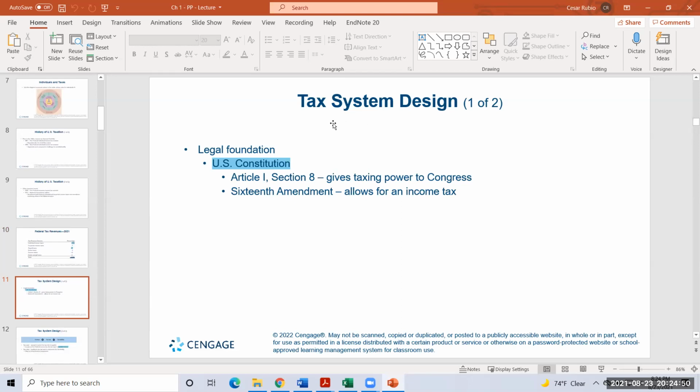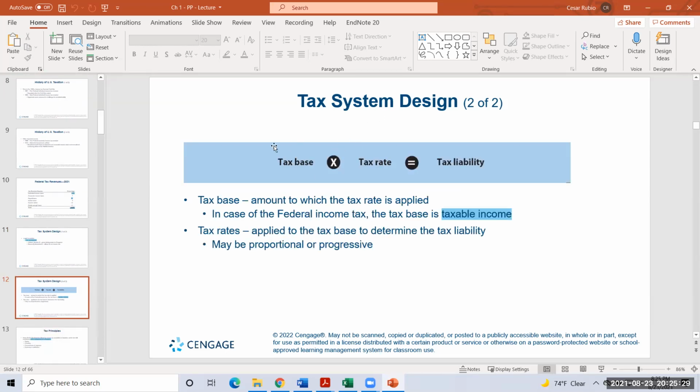The tax system, like I said, it is a system. That's what you're learning. It is a system itself. It is part of the Constitution. They have Congress, who has the power to tax. And then the 16th Amendment basically allows for an income tax. So they have the right, have the power to tax. And then this specific amendment is the one that focuses on income tax.